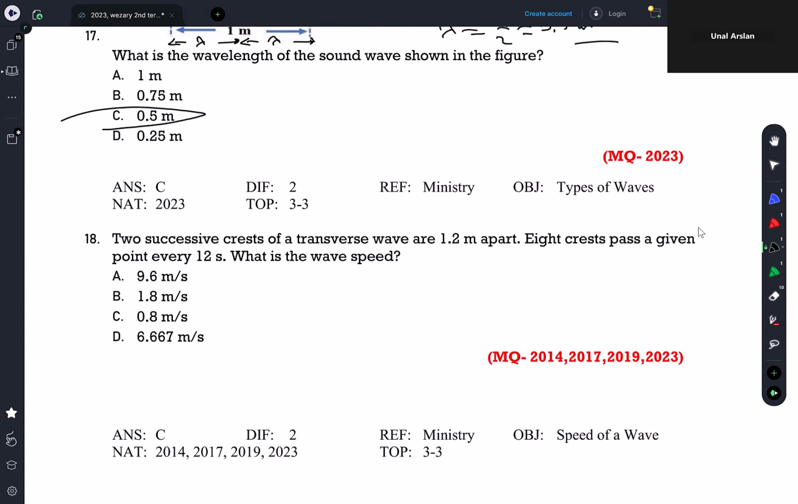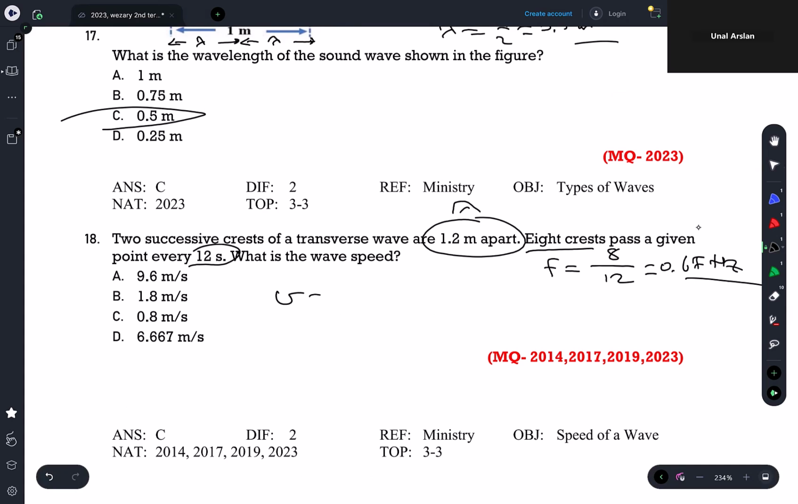Two successive crests define the wavelength, from crest to crest. Each crest passes a given point every 12 seconds. From this, we can calculate the frequency. How many crests pass? 8. In how many seconds? 12 seconds. So 8 divided by 12 is 0.67. 0.67 hertz is the frequency.